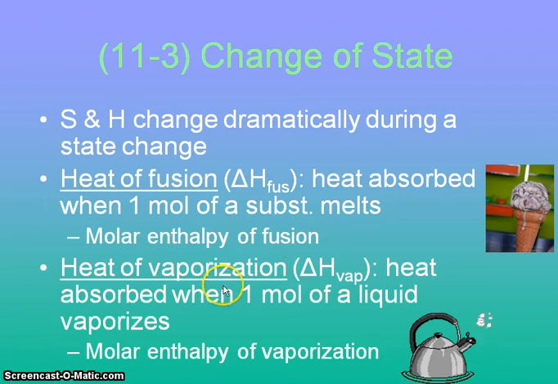Now the opposite state change would be then vaporization. So the heat of vaporization or molar enthalpy of vaporization is symbolized by delta H with VAP as the subscript, and that's the heat that's absorbed when 1 mole of a liquid turns into a gas or a vapor. So fusion is referring to melting, vaporization is referring to going from a liquid to a gas.